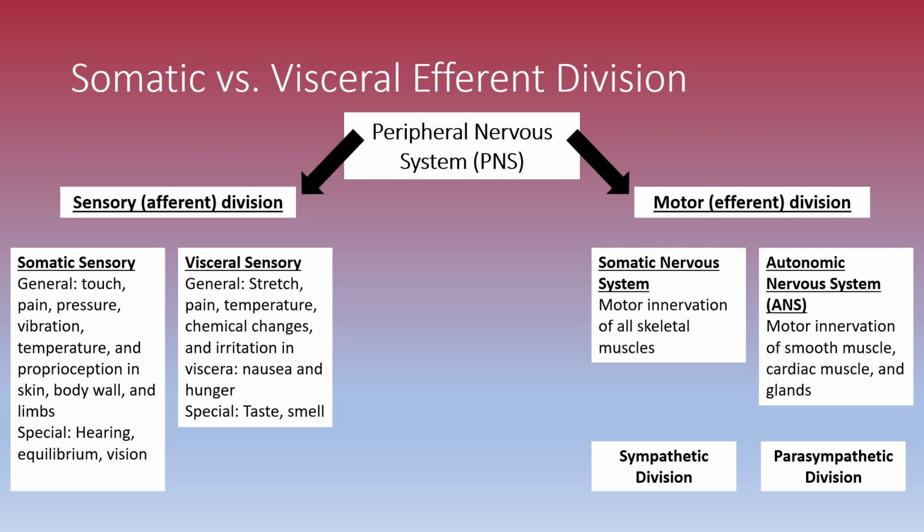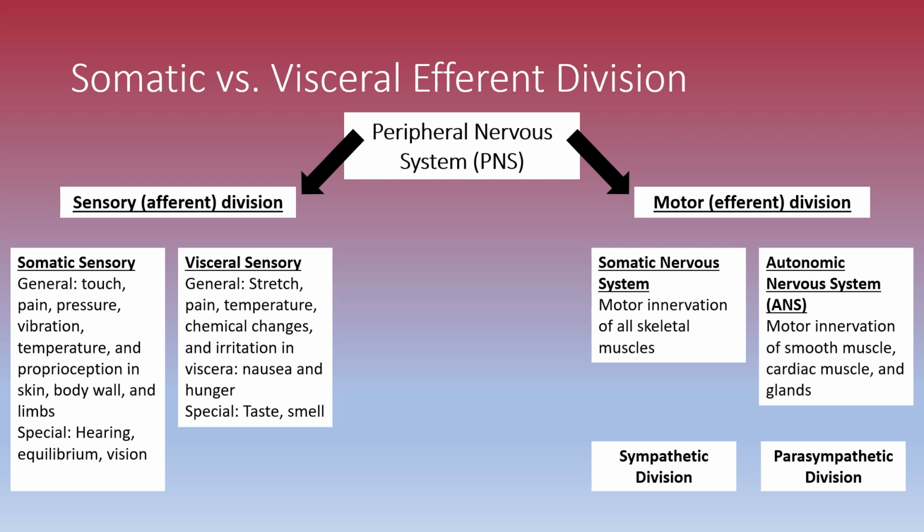The somatic sensory is voluntary responses. The autonomic nervous system is involuntary responses. The sympathetic division is part of the fight or flight response, and the parasympathetic division is part of the rest and digest response. All of these parts work together to reach homeostasis, a balance between the body's internal and external system. The peripheral nervous system has the sensory afferent division and the motor efferent division.